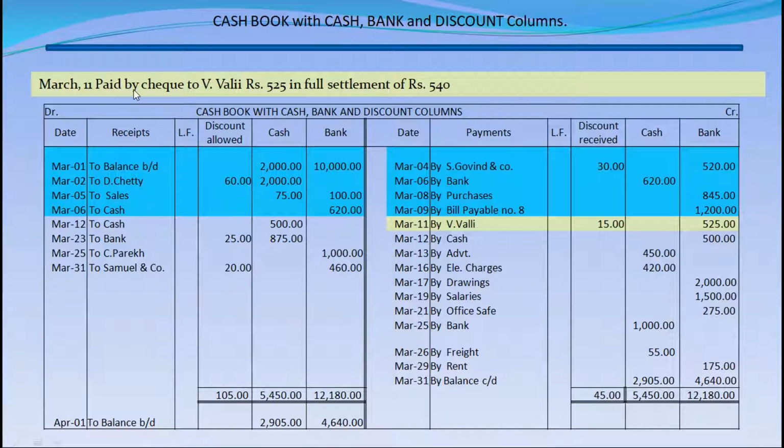March 11, paid by check to V Valli rupees 525 in full settlement of 540. So this is a payment again by check. So we have to record it on the credit side. In the bank column, actual check we have given to Valli 525 and discount 15 we have received. So March 11 by V Valli, 15 rupees discount and 525 is the actual payment.